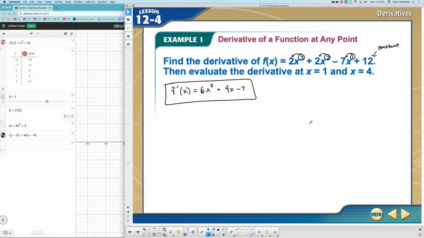So we want to evaluate the derivative at 1, and we're going to evaluate it at 4. Evaluating it at 1, you'd have 6 times 1 squared plus 4 times 1 minus 7. 1 squared is 1, so 6 times 1 is 6, plus 4 is 10, minus 7 is 3. So f prime, or the derivative of f at 1, equals 3.